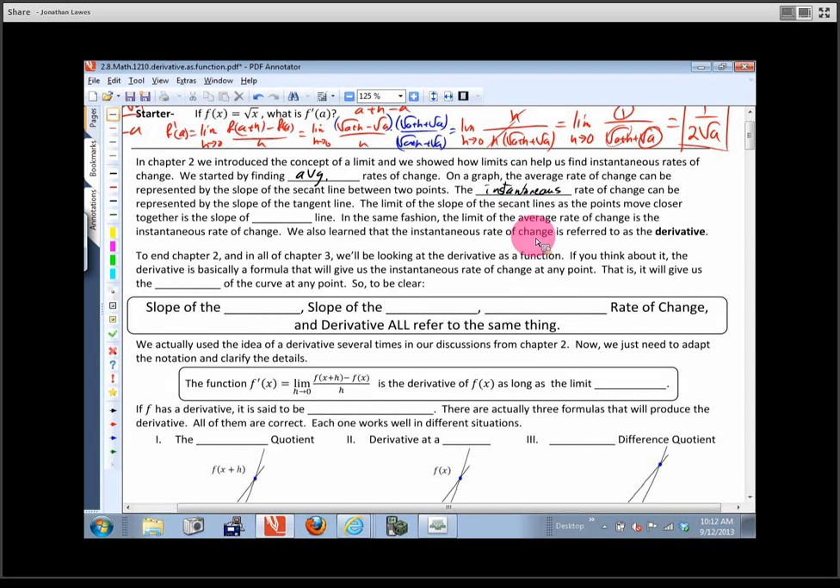Instantaneous rate of change. The limit of the slope of the secant, as the points move closer and closer together, so the slope of the secant gets closer and closer to the slope of the tangent. So in the same fashion, if I take the limit of the average rate of change, that's going to be the instantaneous rate of change. Limit of the slope of the secant gives you the slope of the tangent. Limits of the average rate of change, that's going to give you the instantaneous rate of change. And then we also learned that we can use this word derivative to describe the instantaneous rate of change of a function.